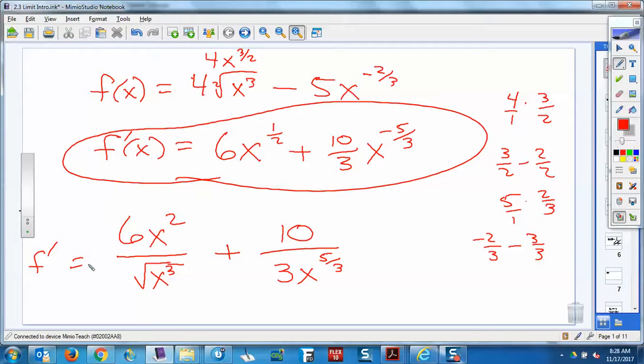So one way to do this would be to just look at this and double check. I see my 6. This would be 3 halves, right? So you subtract the powers: 2 take away 3 halves, well, that's 1/2. 2 take away 1.5, that's 1/2. That fits. Here's my 10/3, and then this is on the bottom, so it would go to the top. It'd be negative. Okay, I got the same thing.